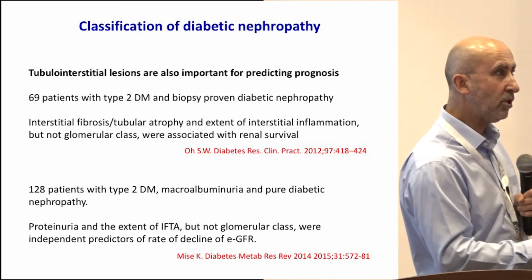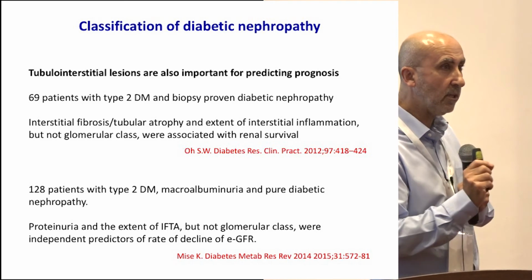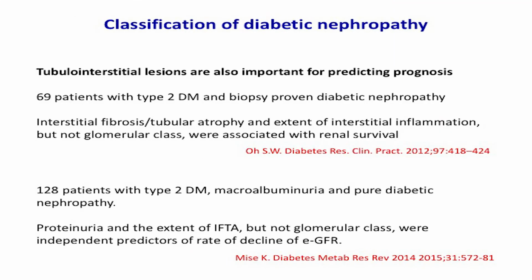And your pathologist should be giving a percentage interstitial fibrosis and tubular atrophy to you for all of your renal biopsies, including in diabetes. So here we can see a study that demonstrated that the extent of IFTA was associated with renal survival, but not the glomerular class. And in the second study, again, the extent of IFTA this time correlated with the rate of decline of renal function, but not the glomerular class.